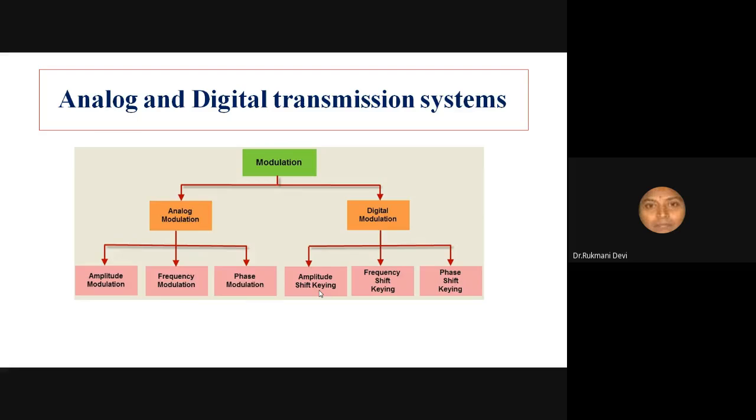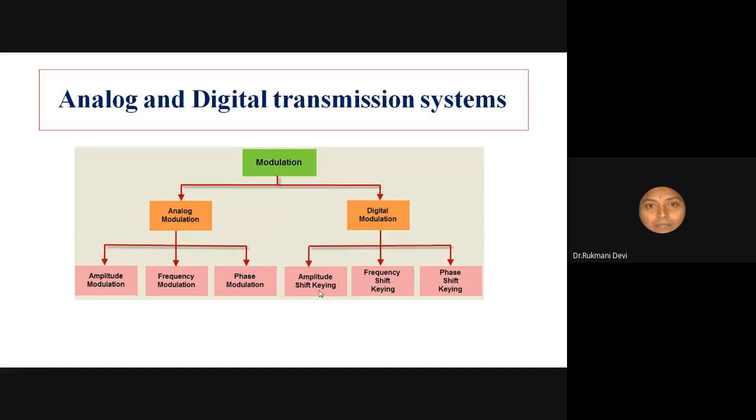Similarly, in frequency shift keying the input is 1 and 0, and the carrier is analog in nature, a high frequency signal. If the data is 1 it is one frequency, if 0 it is a different frequency; that is frequency shift keying. For phase shift keying, if the data is 1 there is a 0-degree phase shift, and if the input is 0 there is a 180-degree phase shift. So the phase of the carrier signal changes depending upon the input data 1 and 0. This is digital modulation.